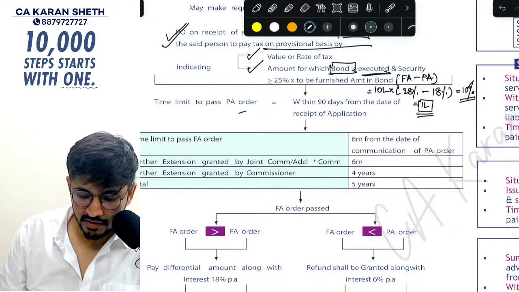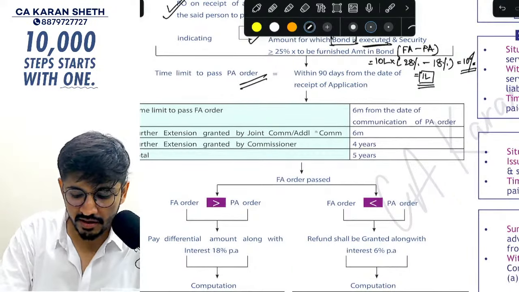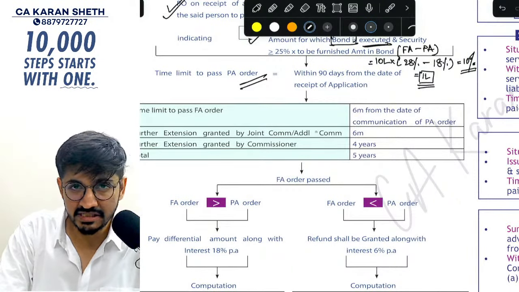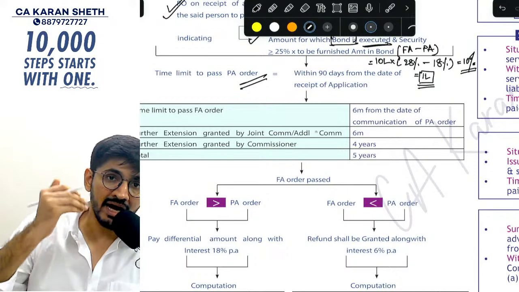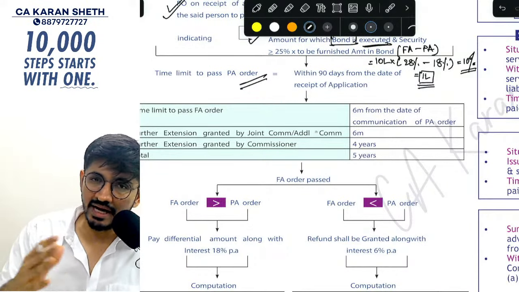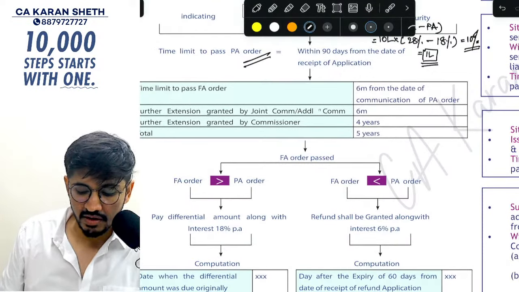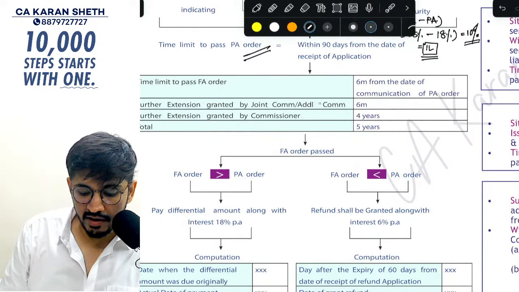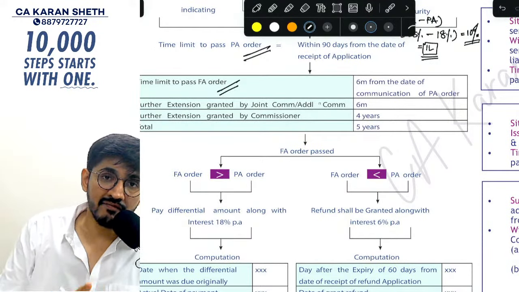Correct. What is the time limit to pass the PA order? 90 days from the date of application. So whenever you've applied for a PA, within 90 days you will get the PA order. Generally you will get it in that month itself. And now, in how many days will you finally get the FA order?